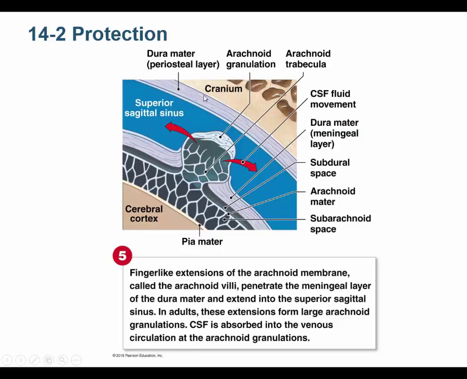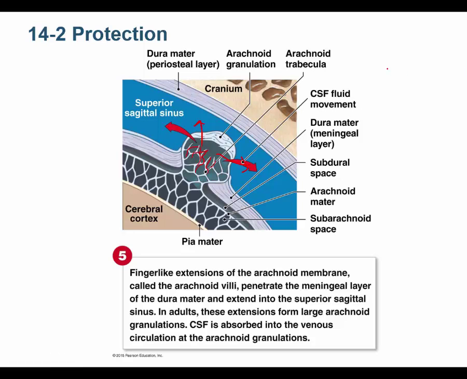All right, here's the arachnoid granulation right here. You have arachnoid villi and arachnoid trabeculae right here. And right here, cerebrospinal fluid is going to be reabsorbed back into the bloodstream, right back in the dural venous sinus. So all along these dural venous sinuses, I have these arachnoid granulations, and the arachnoid granulations are where CSF is reabsorbed.